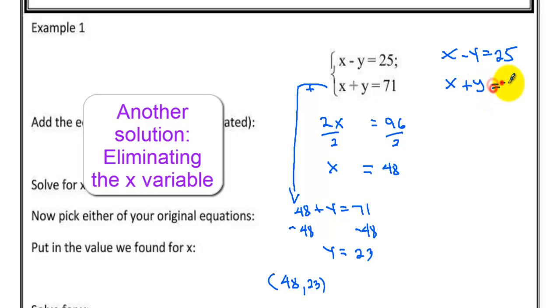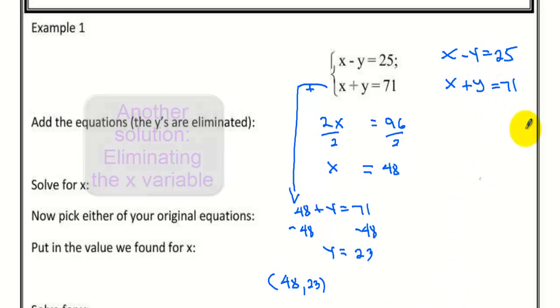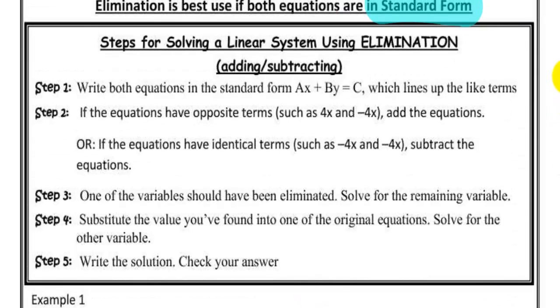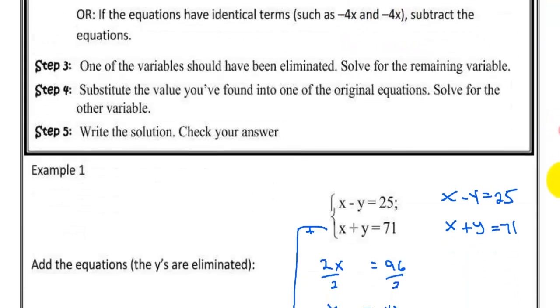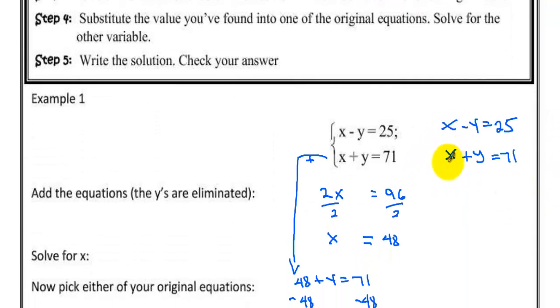x variable? Well, that's possible because look, we said earlier, as long as we have identical terms, once we subtract the two equations, that variable will be eliminated. So in this case, the x and the x are identical. So we can eliminate x instead of eliminating the y. We can eliminate x here by subtracting the second equation from the first equation.